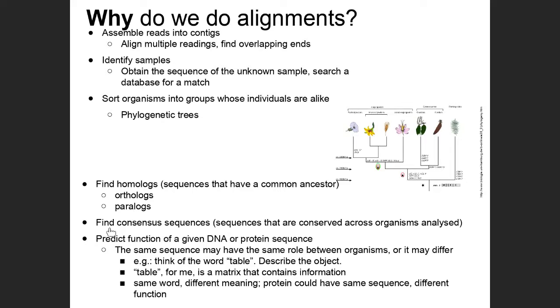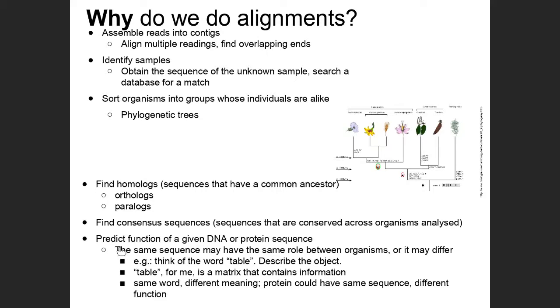Okay, another reason is to find a consensus sequence. You could think about consensus as ordering pizza: everybody tells what their favorite topping is, and you find the consensus, and that's the pizza you order. In terms of sequences, you're trying to see which nucleotides or which amino acids were preserved in all the different things that you're comparing. And lastly, we use alignments to predict gene function.